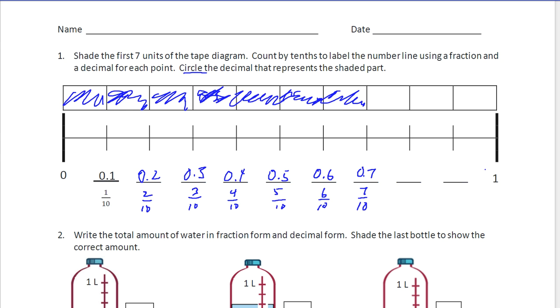Okay, so it wants you to circle the decimal that represents the shaded part. Well, this is the decimal right here. So we circle it and bada bam, we are done. Let's go on to number 2.